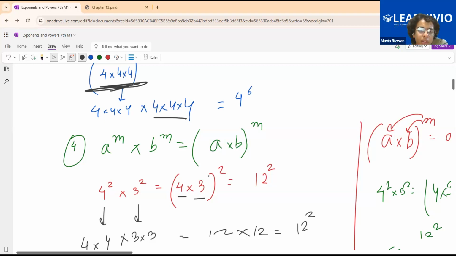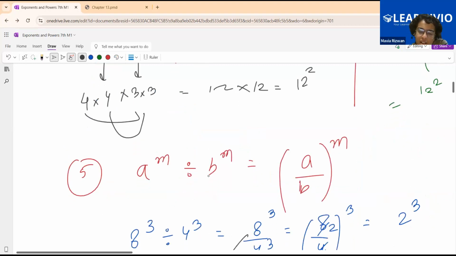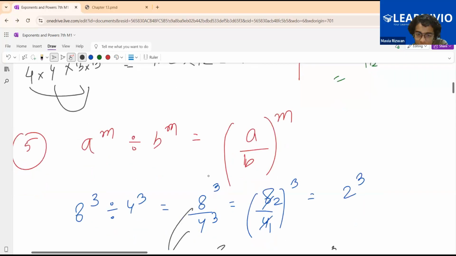Okay. The next one is, guys, if the powers are same but they are dividing. In this case, we are going to take the bases in a dividing fraction and then take the power as common. Very simple. So if I have 8 raised to the power 3 divided by 4 raised to the power 3, I'm going to take 8 by 4 whole raised to the power 3. So 4 ones are 4 and 4 twos are 8. So eventually this is 2 raised to the power 3. Got it, guys?